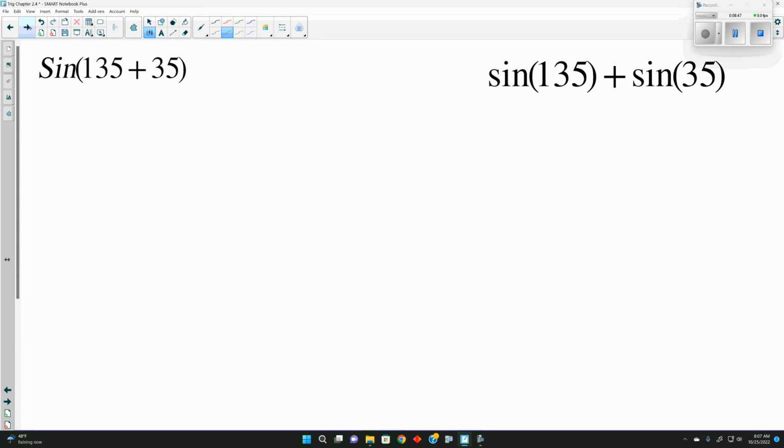So we could have the same thing with degree values, because it could be radians, it could be degrees. We'll have the exact same thing. Now, with sine of u plus v is equal to sine of u cosine of v plus cosine of u sine of v.